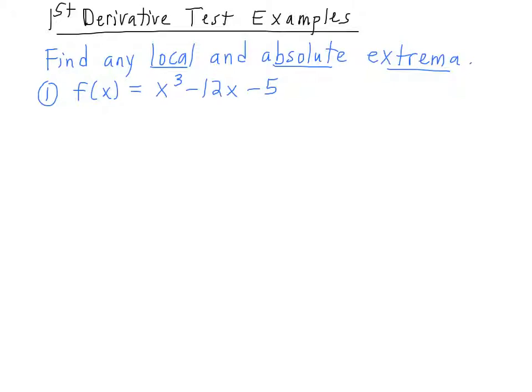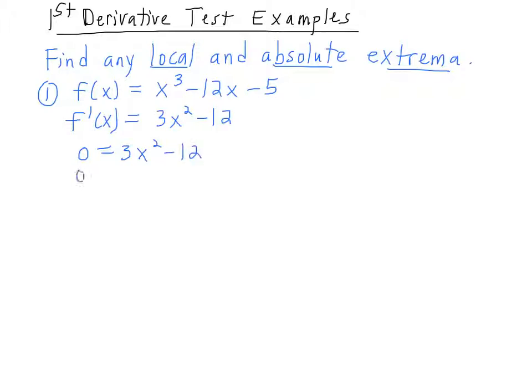So the first thing that we're going to need to do is find our derivative. Okay, so this is a pretty simple derivative to find. All right, once we have our derivative, we want to look for critical points. Remember, critical points are points where the derivative is equal to 0 or is undefined. Now, as we look at this 3x squared minus 12, it's never undefined. So if there are critical points, they're going to occur where it's equal to 0.